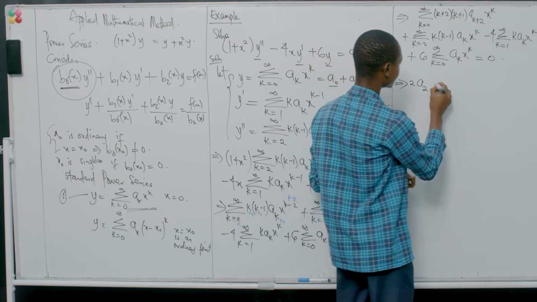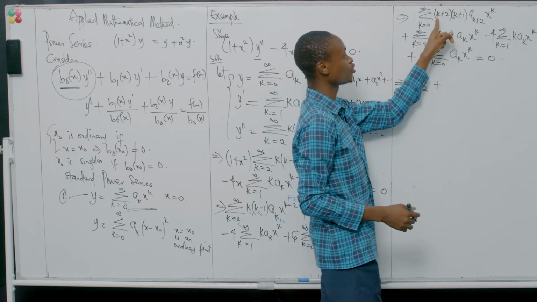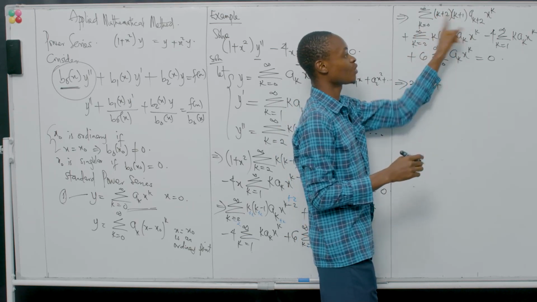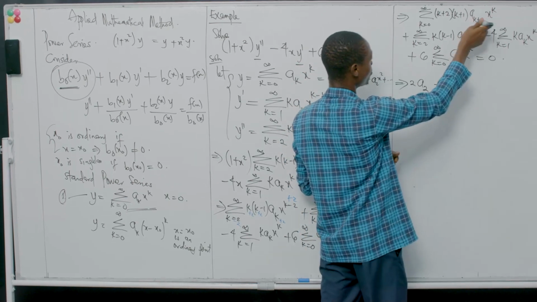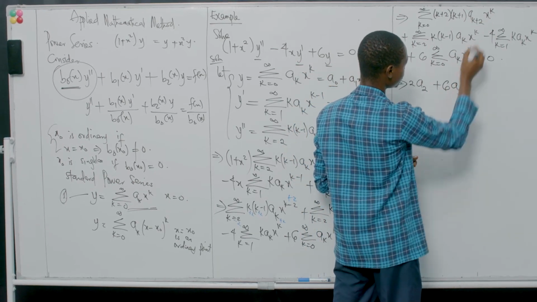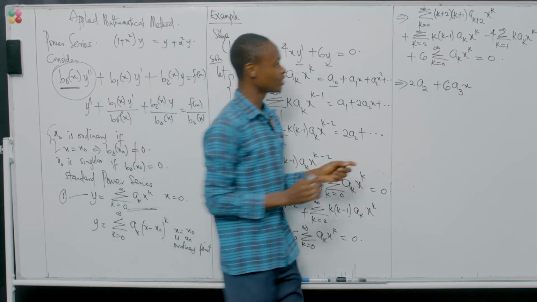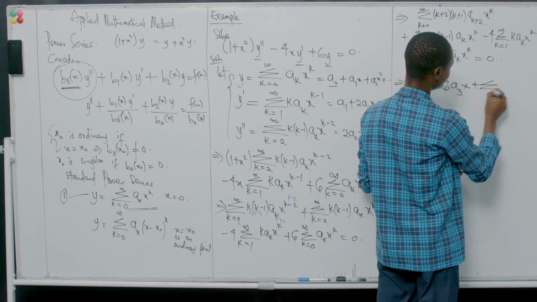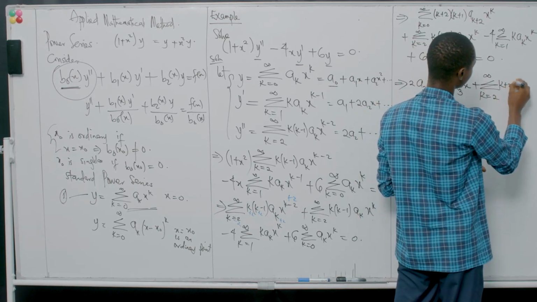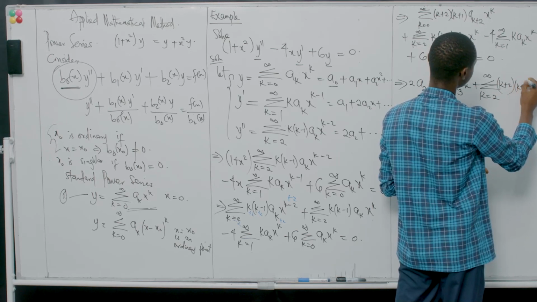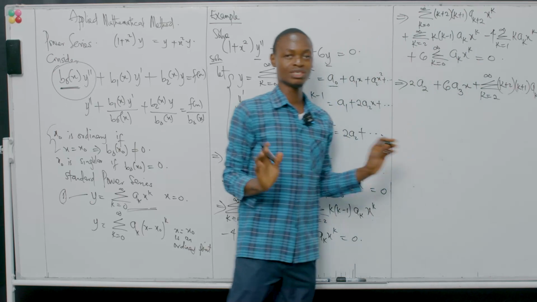Are we together? Plus, next time, when k is equal to 1, what happens? 1 plus 2, 3. 1 plus 1, 2. 3 times 2, 6. 1 plus 2, 3. x raised to 1, x. Then what will be left? Plus summation k starting from 2 to infinity, k plus 2, k plus 1, a_(k+2), x raised to k. Are we together?